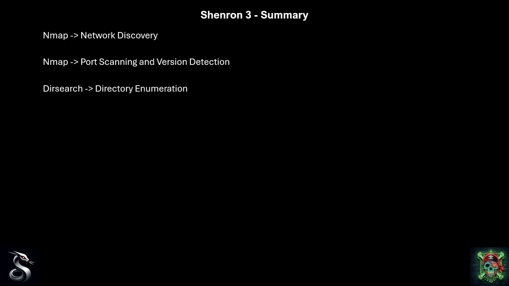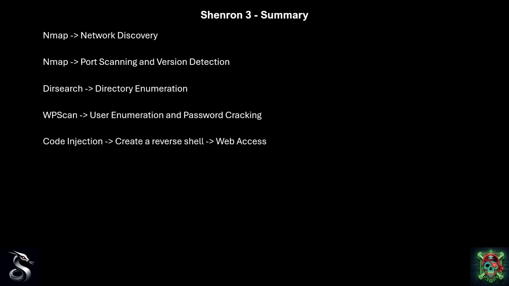Let's summarize how we completed the Shenron 3 machine. We used Nmap to perform a network scan and identify our target machine. We then used Nmap again to scan for open ports and run version detection. We used dirsearch to do some directory enumeration. We used WPScan for both user enumeration and password cracking. We then modified a PHP file to create a reverse shell and gain access to the web server. From there, we viewed the password file to identify additional users. We then searched for SUID files and exploited their permissions to grant ourselves a bash terminal with root privileges.